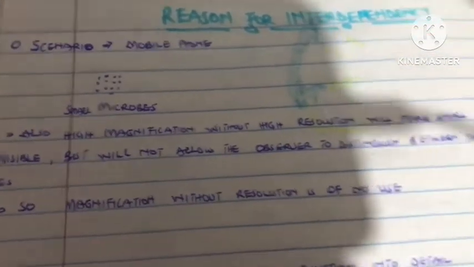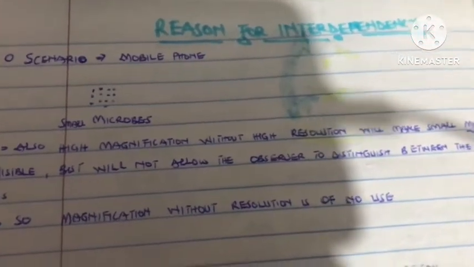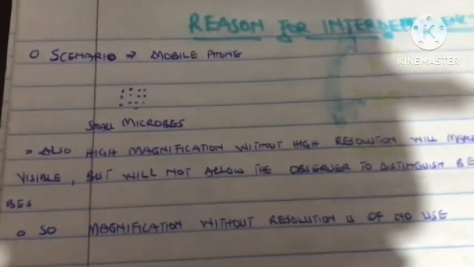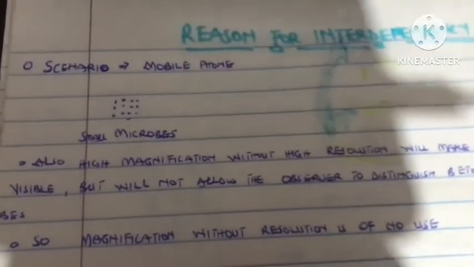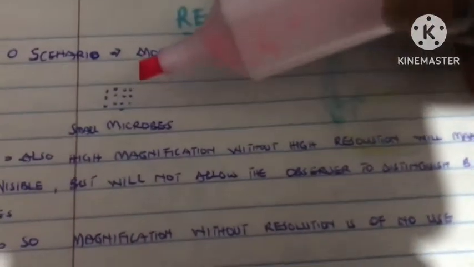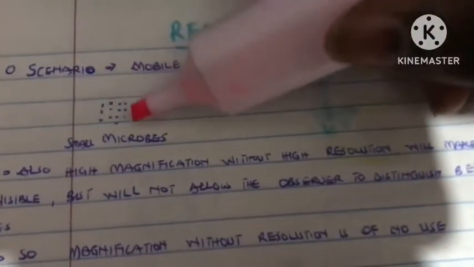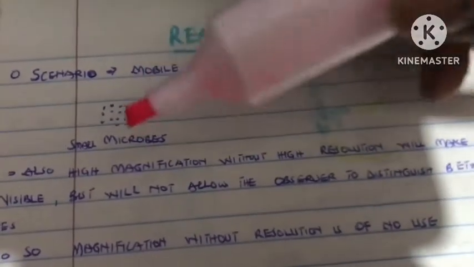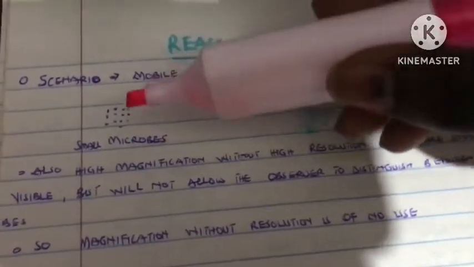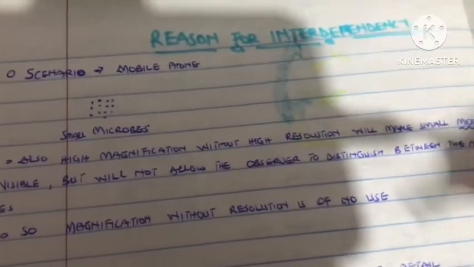Let me use these microbes here to help you understand it better. You see these small microbes here. When you increase magnification, you will see the microbes, but without resolution, it will be very difficult for you to distinguish between these small microbes as separate entities. You see them as one thing. You don't see that it consists of many of them. And that's where resolution comes in.